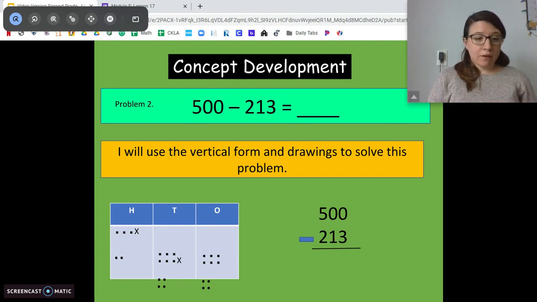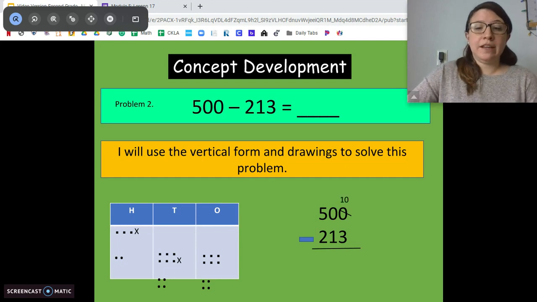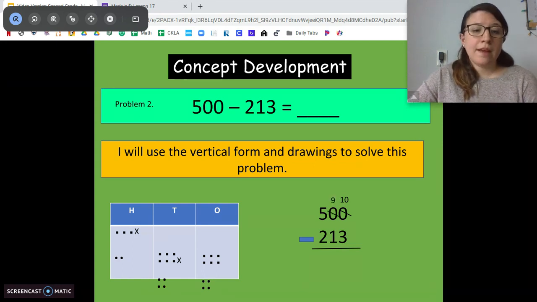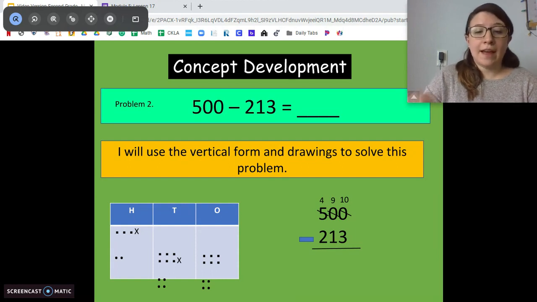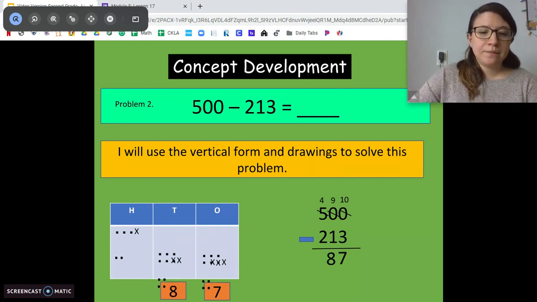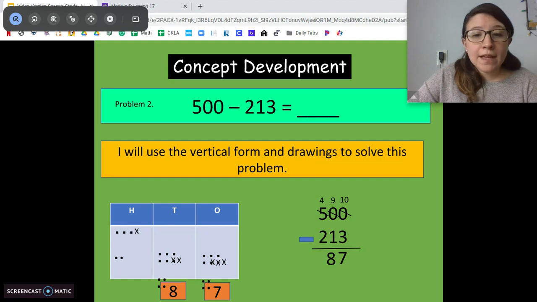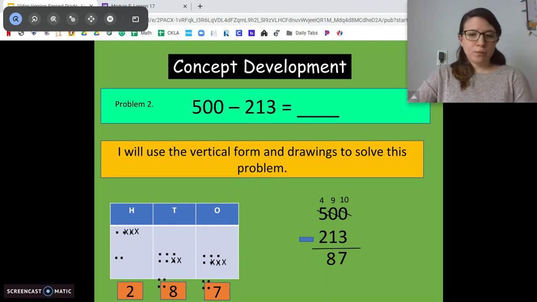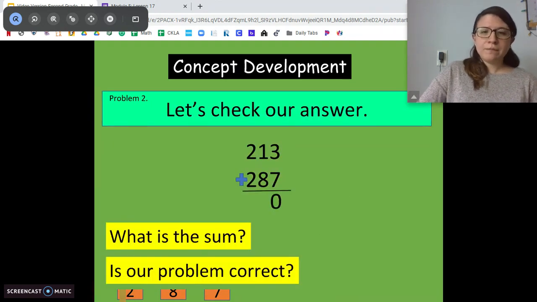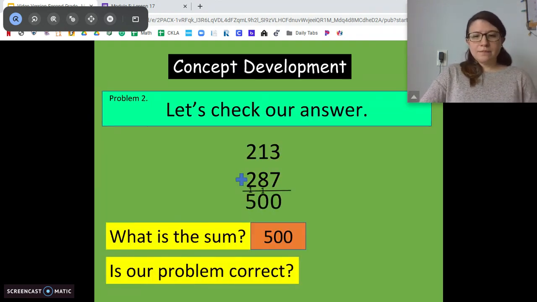So I'm going to show that on my vertical form. I'm going to change the 0 to a 10 because I now have 10 1s. And then in my 10s column, I have 9 10s. And in my hundreds column, I have 4 hundreds. Now I can subtract. I have 10 1s. I want to take away 3 1s. I end up with 7 1s. I have 9 10s. I want to take away 1 10. 8. And then I have 4 hundreds. I got to take away 2. End up with 2. Okay, and then we can check our answer by adding our parts, and we got it right.